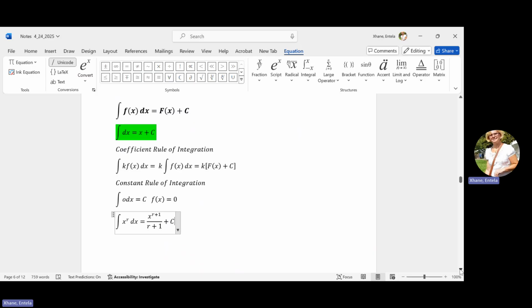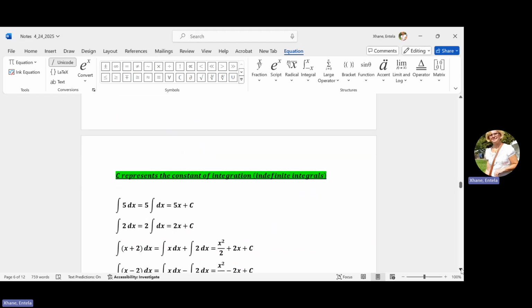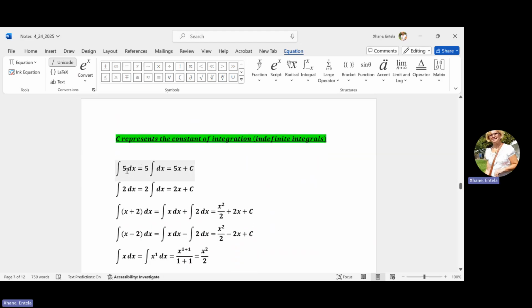And then I included some examples in this file. So I highlighted this, that C represents the constant of integration. So this is a typical example where you have a coefficient 5. So you do not integrate coefficients, you take them out. So if I take it out, I'm only integrating dx, and then the d and the integral sign cancel each other out. So what remains is just the variable x. So you have 5x plus c.